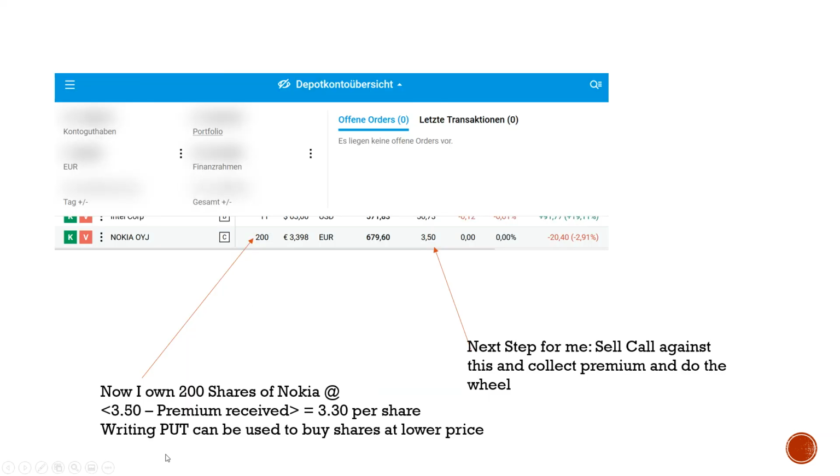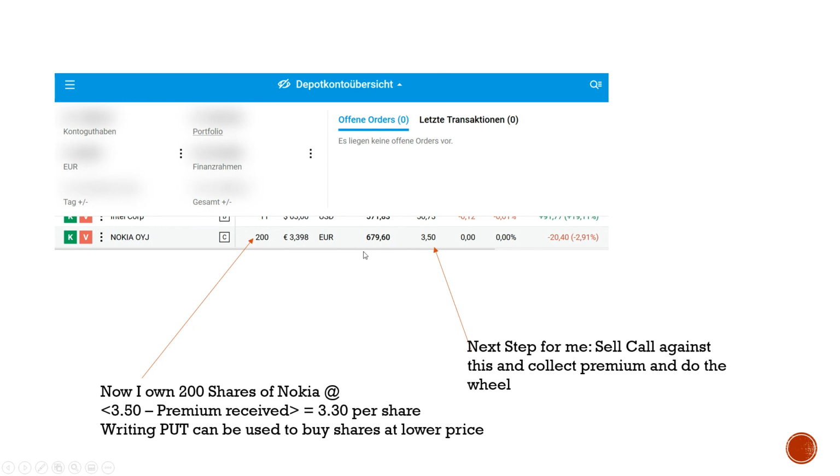Okay. So now what happens? Now, as we speak, I own 200 shares of Nokia, and my cost basis is 350 minus premium collected. So my share cost is 3 euros 30 cents, and the current traded price is 3 euro 40 cents. So basically, by writing put, I have lowered the price of the shares, and now this is what I own. So I own 200 shares, and this is my account current balance for this one.